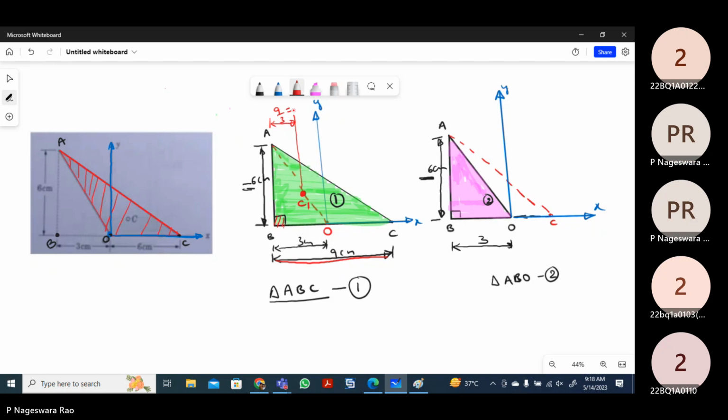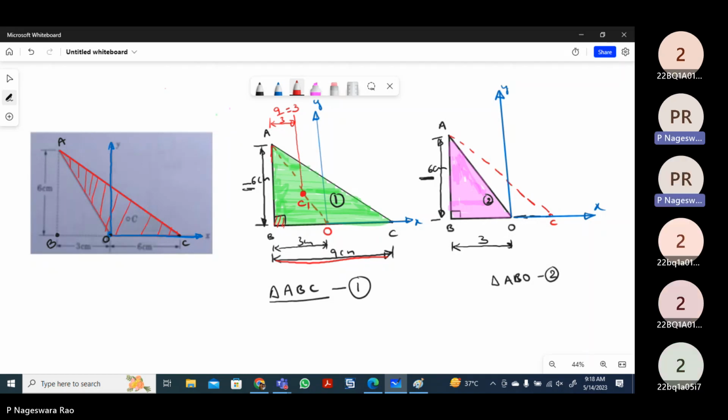That means the centroid C1 lies from line AB at a distance of 9 by 3, that is 3 centimeters. Total length is 9, and 9 by 3 here means 3 centimeters from this edge. So we can say the C1 point lies on the y-axis, because this length is 3 centimeters, already given at the bottom. That means the centroid definitely lies on the y-axis. This is indirectly the clue here.